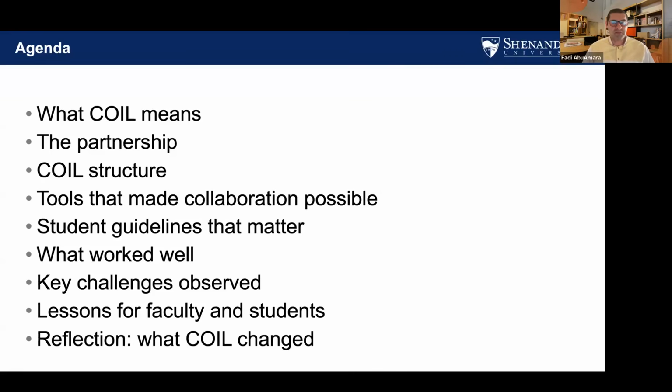First, what COIL means, then the partnership between Shenandoah University and two other institutions. Then I'm going to go over the COIL structure, tools that made the collaboration between students possible, and student guidelines that matter. I'm also going to go over what worked well and explore the key challenges observed. Then reflecting on lessons for faculty and students, and finally what COIL changed.